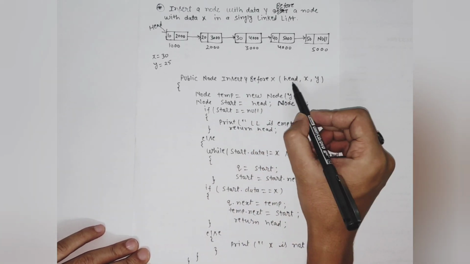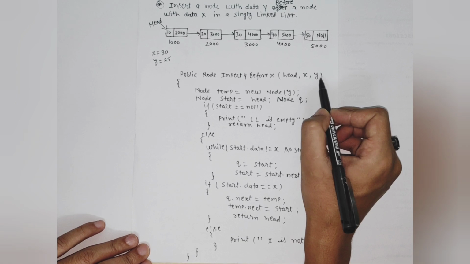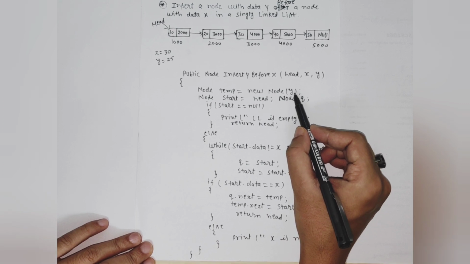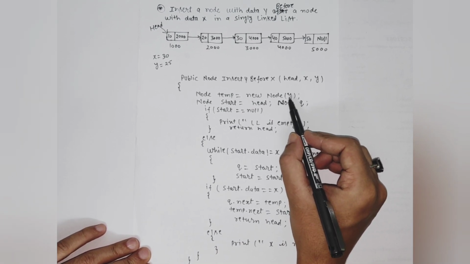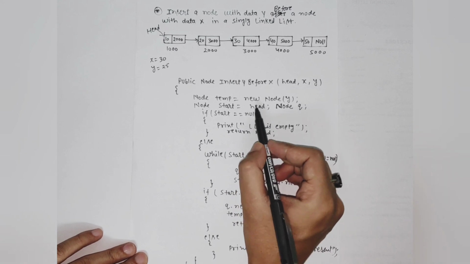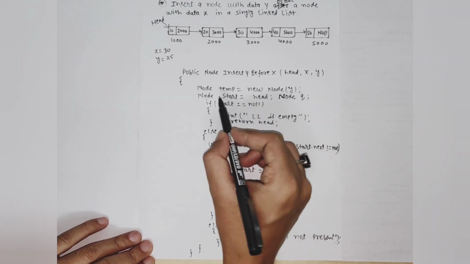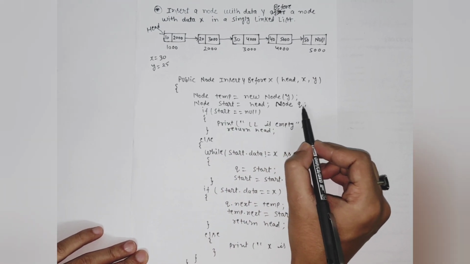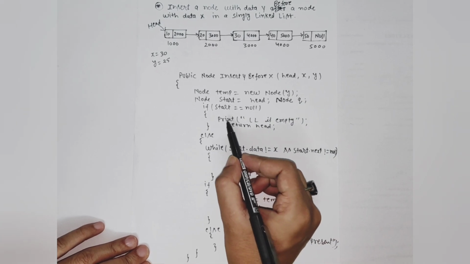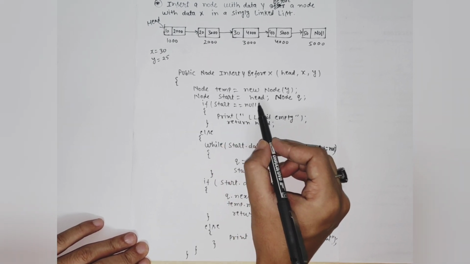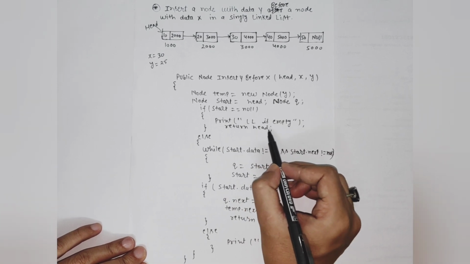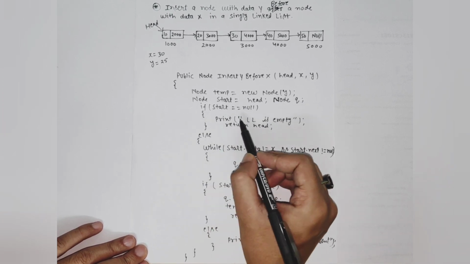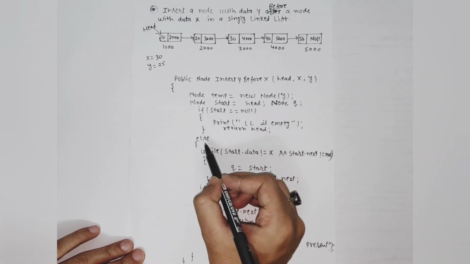In the input we are taking head, x and y. After that we will create a temporary node with data value y because we need to insert the node with the data value y. After that we will assign the head pointer to one temporary pointer start and we will take one more pointer q. After that we will check if our linked list is empty, then we will simply return the head node and print linked list is empty. Suppose our linked list has one or more elements, then we will come in the else part.